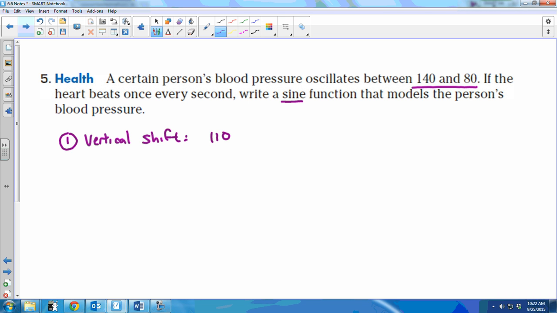Okay. The second thing we need to figure out is the amplitude then. Well, the amplitude tells you how to get the max and the min from 110, right? So it's like 110 plus what is 140, or 110 minus what is 80. Should be the same number. So what's the amplitude? 30. Right? 110 plus 30 is 140. 110 minus 30 is 80.